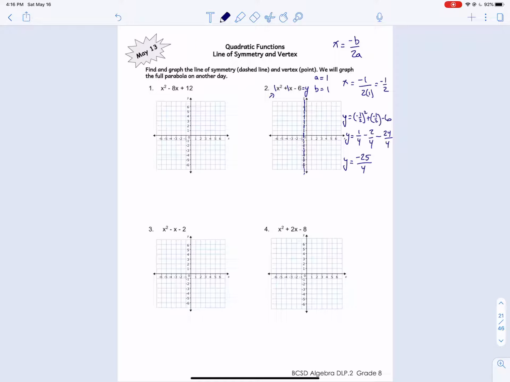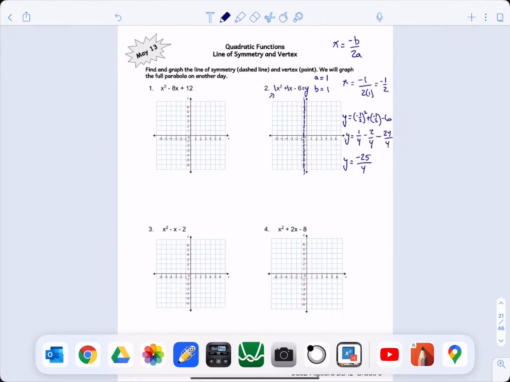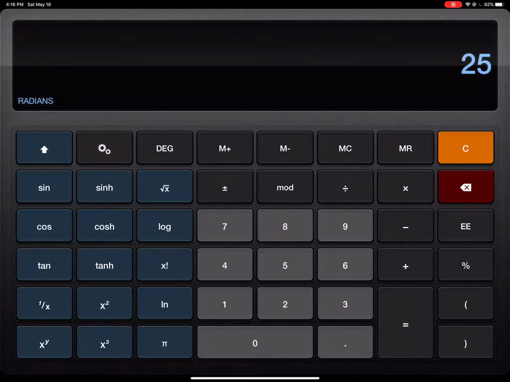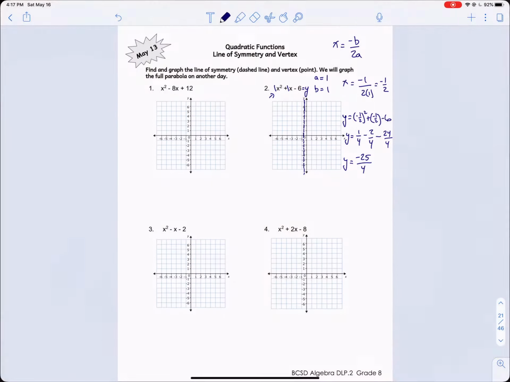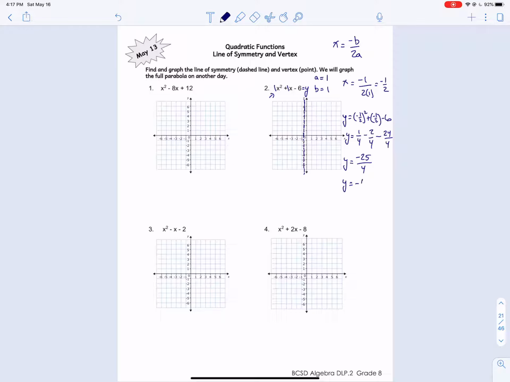Okay, which is on our graph. But let's get a decimal just to make it a little bit easier to find it on the graph. So -25 over 4. So I'm going to divide that. So 25 divided by 4 is 6.25. So y equals -6.25. Okay, so on our graph, it's about there. So that's our vertex. So let's label it.